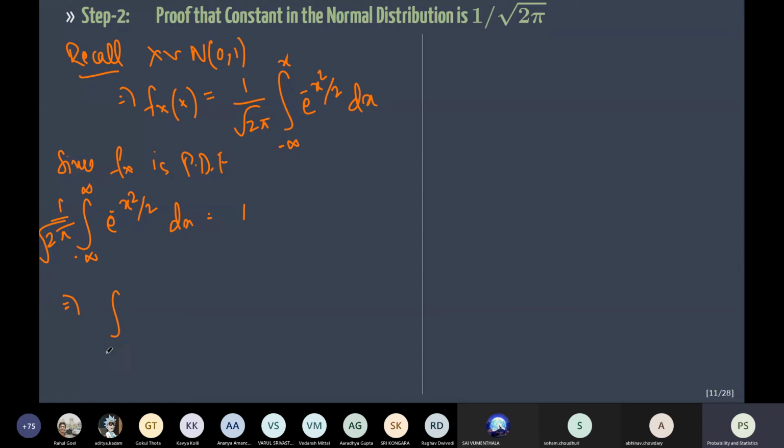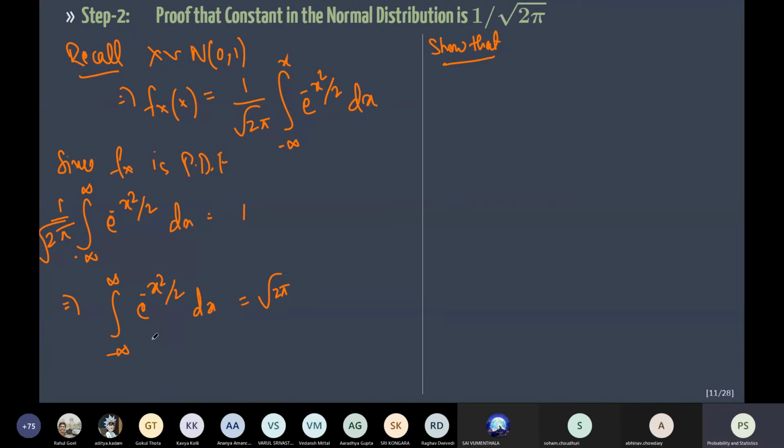So this implies that the integral from minus infinity to infinity of e to the minus x square by 2 dx must be equal to square root of 2 pi. That's what we are trying to prove here, right? This is what I'm trying to prove when I say this. So we will show that.